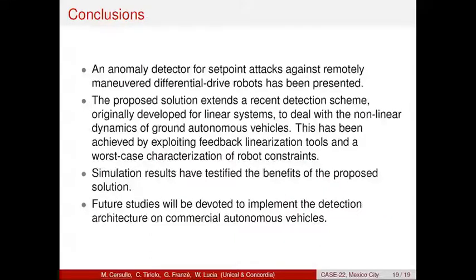Also, the simulation results testify to the benefits of this proposed solution, and future studies will be devoted to implementing this detection architecture on commercial autonomous vehicles.